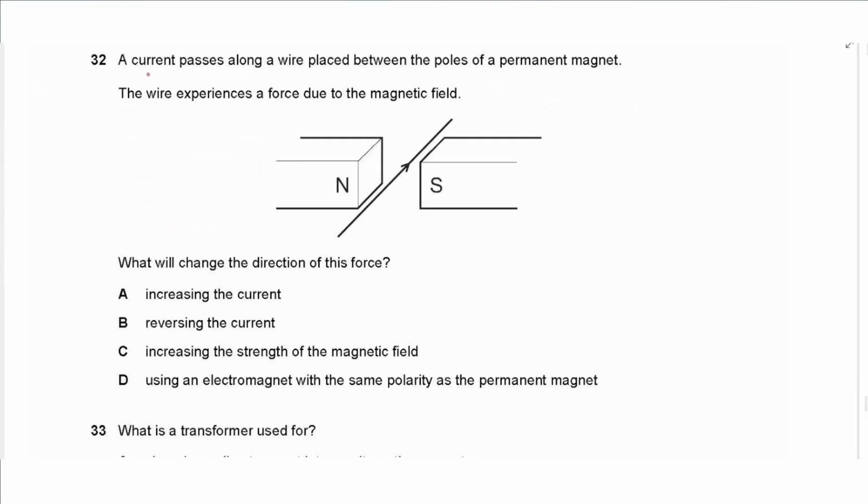Question 32 says, a current passes along a wire placed between the poles of a permanent magnet. The wire experiences a force due to the magnetic field. What will change the direction of the force? So either replace the poles of the magnets or reverse the current. So increasing the current does not work. Reversing the current, yes. Increasing the strength of the magnetic field, no. Using an electromagnet with the same polarity. So the answer is B, reversing the current.